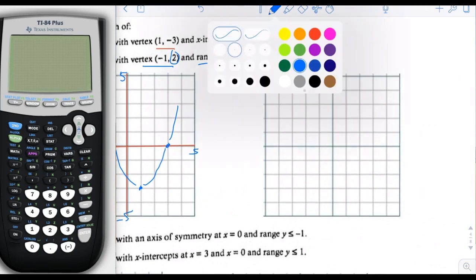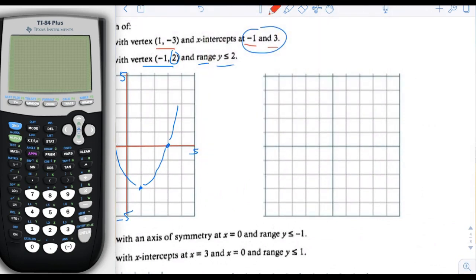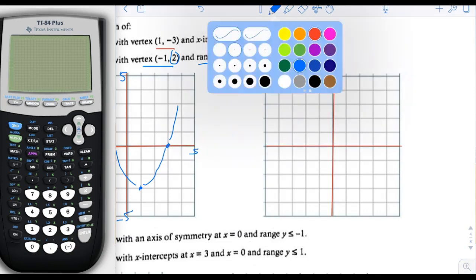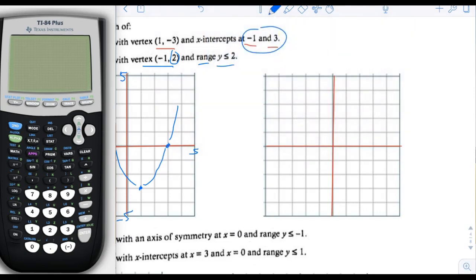So let's draw our grid lines first. Oops, that wasn't very good. Okay, and then we'll draw the point (-1, 2), which is our vertex. And we know that the range is y is less than or equal to 2. So we know that it's going to open down. So it would look kind of like this, okay?